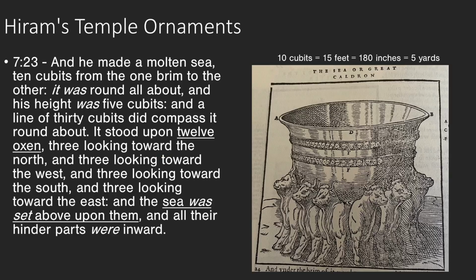Continuing on with the temple ornaments, the brazen cauldron: and he made a molten sea, 10 cubits from the one brim to the other. It was round all about, and his height was 5 cubits, and a line of 30 cubits did compass it round about. It stood upon 12 oxen, 3 looking toward the north, and 3 looking toward the west, and 3 looking toward the south, and 3 looking toward the east. And the sea was set above upon them, and all their hinder parts were inward. That is 12 oxen, 1 for each of the tribes of Israel.